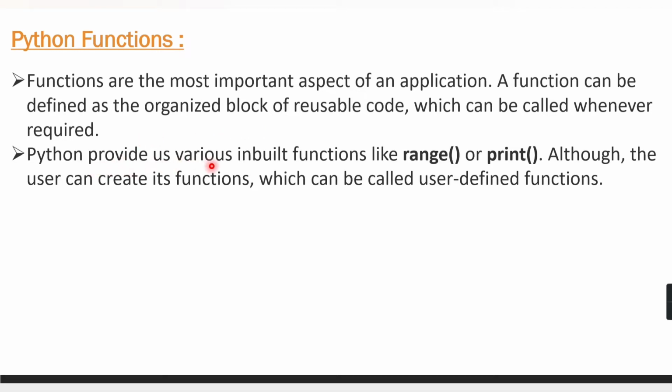Python provides us various inbuilt functions. There are two types of functions: inbuilt functions and user defined functions. Inbuilt functions are the functions which are already provided by the programming language. Like in Python we have the range function. Whenever we pass a number, we automatically get the range till that number.